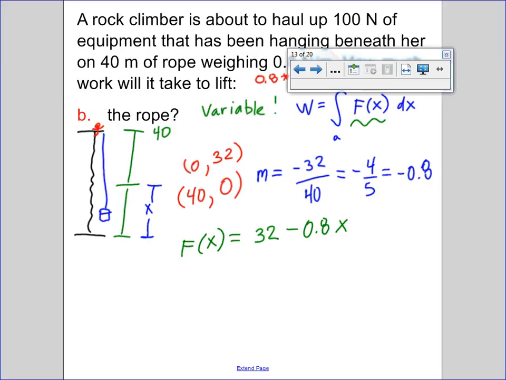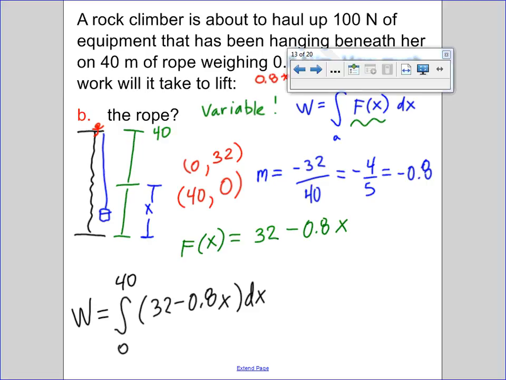Let's do it. So we'll integrate from what to what? Well, it starts out with how many meters into my haul? 0 meters. And concludes with how many meters into the haul? 40. Sorry, I should probably say work equals the variable force function times dx. So my variable force function we decided was 32 minus 0.8x dx.